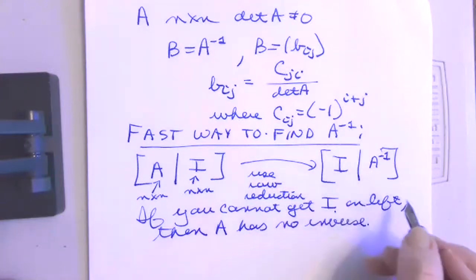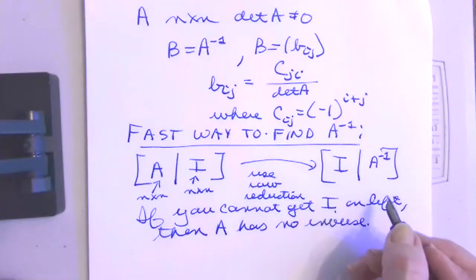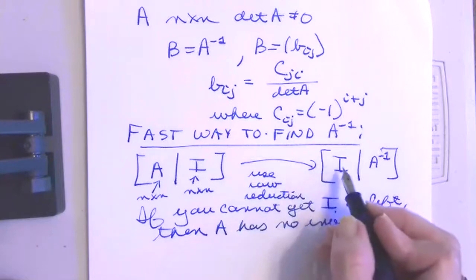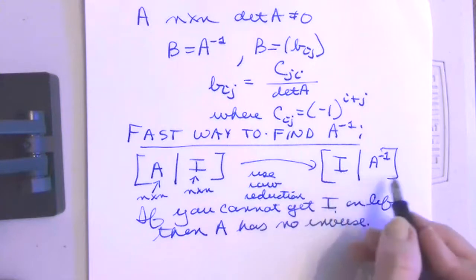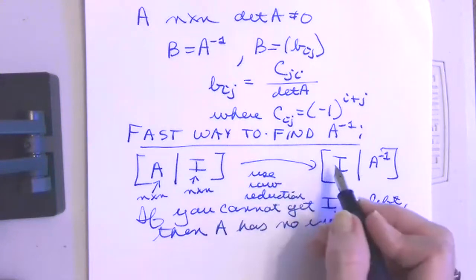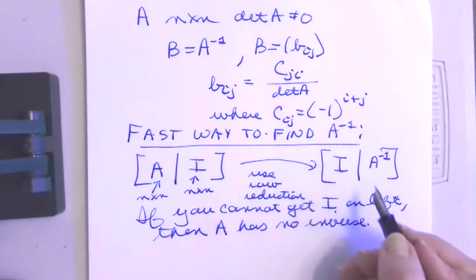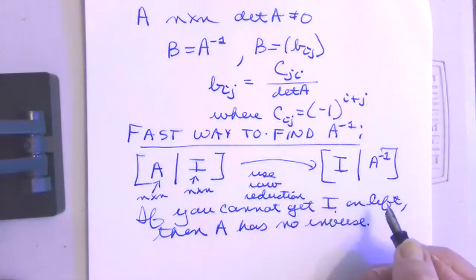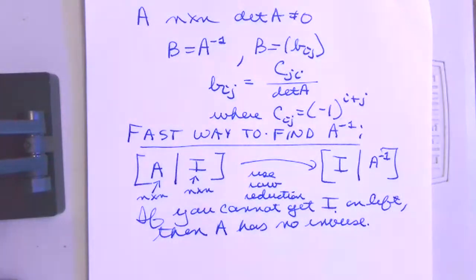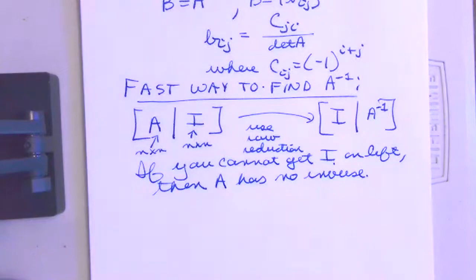What do I mean by not being able to get the identity? You get a row that turns out to be all zeros somewhere. There's no room for a row of all zeros in the identity matrix. So when you see that, when you're trying to clear and get your identity over here and you get a row of all zeros, that means you have no inverse to that matrix, which happens. Not every matrix has an inverse, okay? So let me give you an example. Let's do an example of finding an inverse of a matrix.